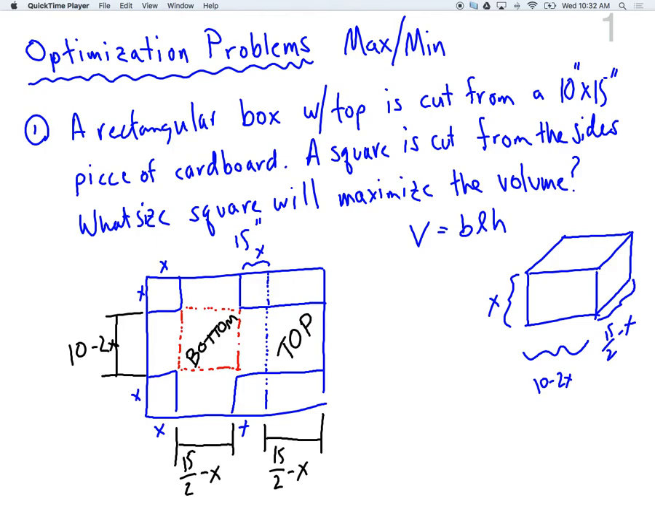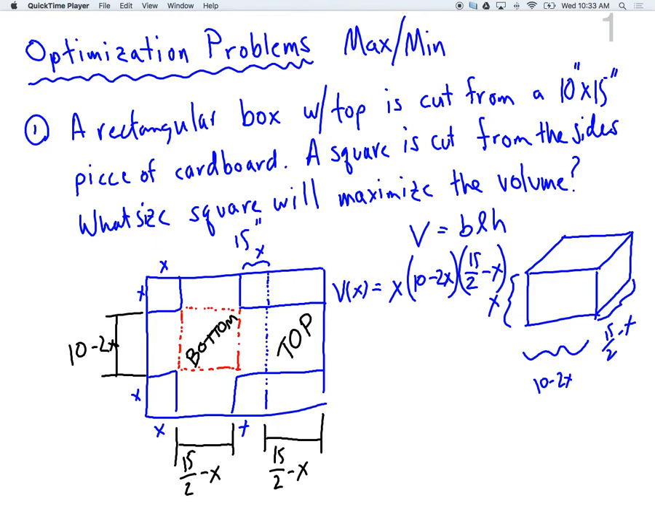So now, this is no good, too many variables. It's not like related rates where you keep going; we want one variable here. I'm going to change volume to V of x, because I started with a volume that had all kinds of variables. Now I've narrowed it down. I have a function representing the volume in terms of x only, which is x times the quantity 10 minus 2x times the quantity 15 halves minus x. Okay, that's the hard part.